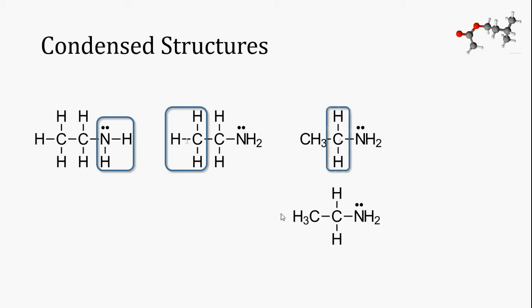Then we take the carbon with the two hydrogens that's in the middle, and it can be collapsed down into a CH2. So the final condensed structure is CH3, CH2, NH2. Notice how the way we write the condensed structure is similar to the way you would write a chemical formula, but instead of grouping all atoms of the same element together, they are kept in little clusters to try to indicate how they are connected in the structure of the molecule.